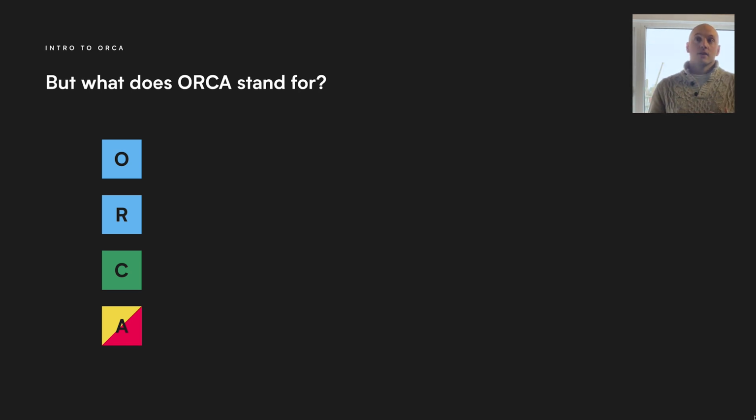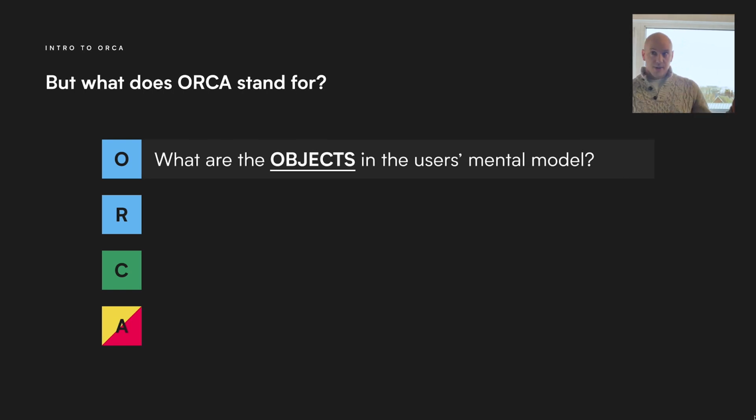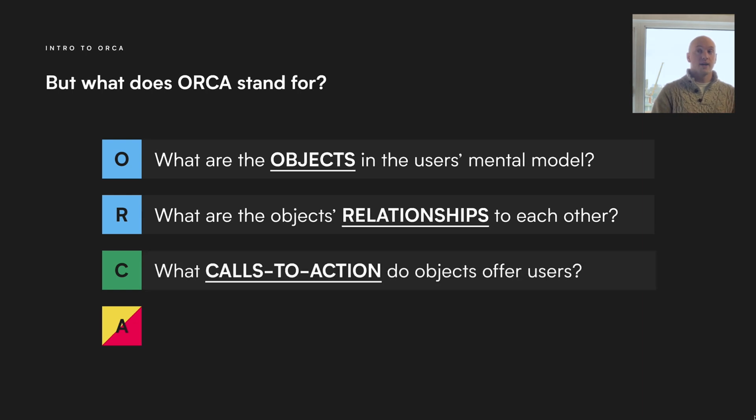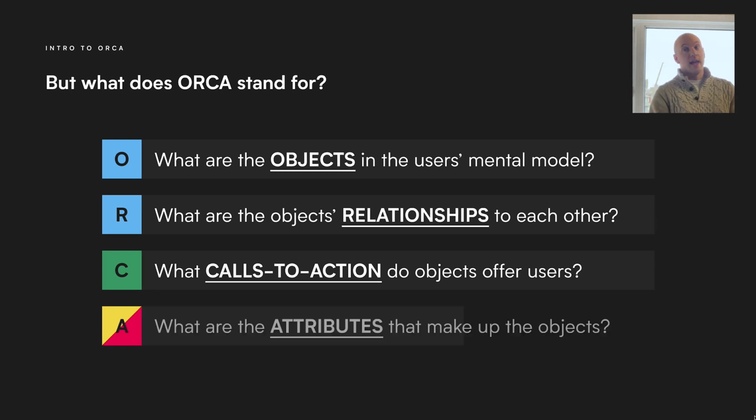The first being, what are the objects used in the user's mental models? Again, the word object there is going to relate to object-oriented programming. The next one is the R: what are the objects' relationships to each other? And then the C focuses on what calls to action objects offer our users. And lastly, the A of ORCA is what are the attributes that make up the object, so the different types of content.